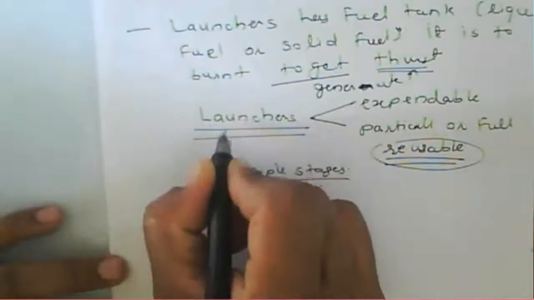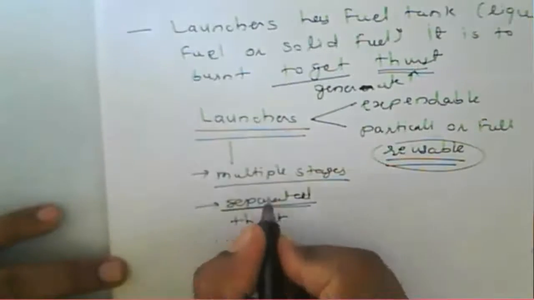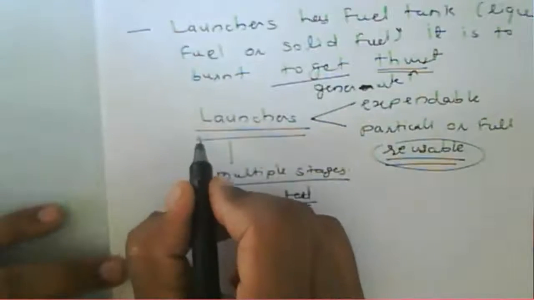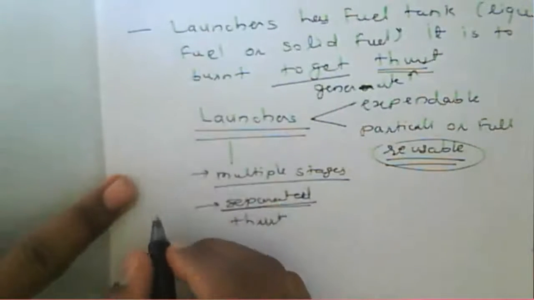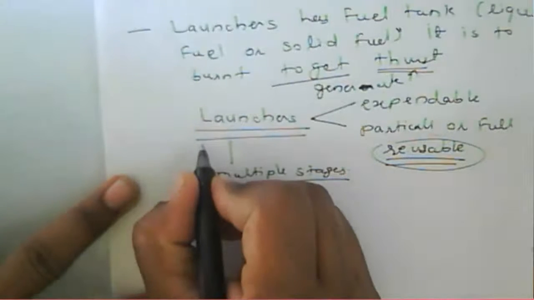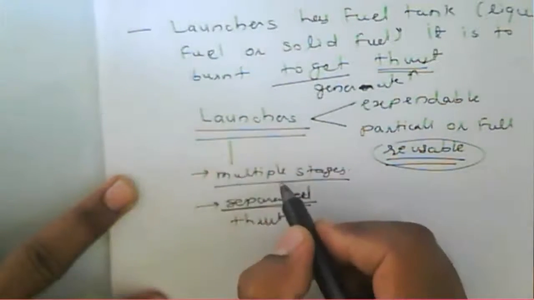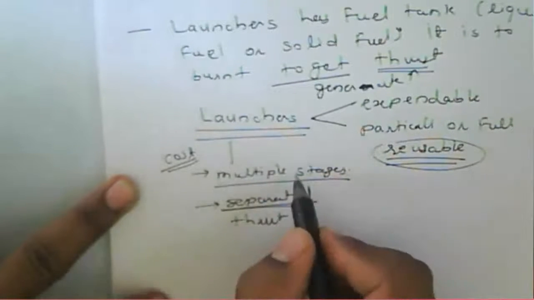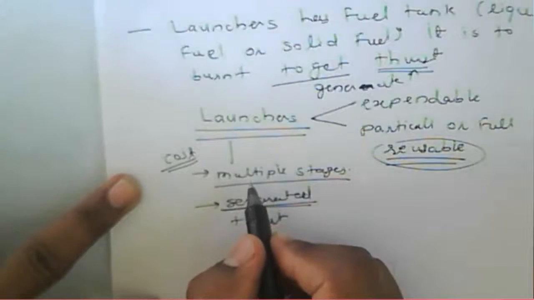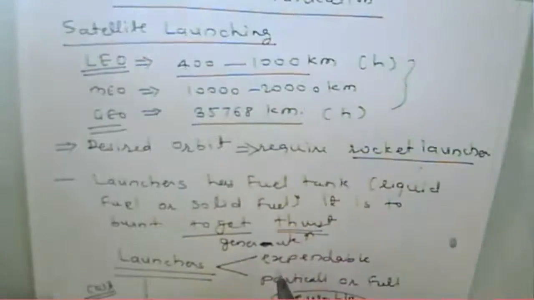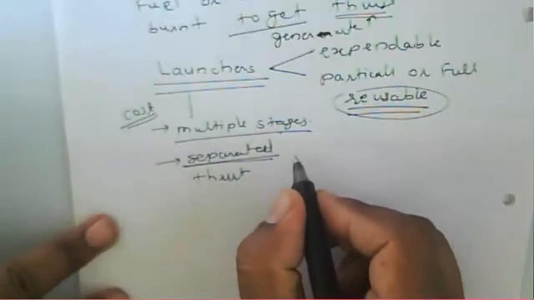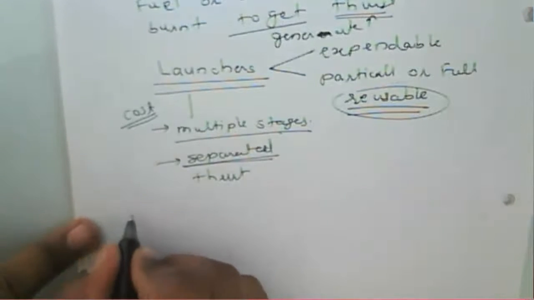And whenever we use multiple stages, each and every stage has fuel in the form of a liquid or a solid. And these launchers, if you see here, each have multiple stages. So the cost of the launcher or vehicle depends upon how many stages there are. The number of stages depends upon what satellite is to be launched in space, whether it is a LEO, MEO, or GEO orbit satellite. So according to that, the cost will change.